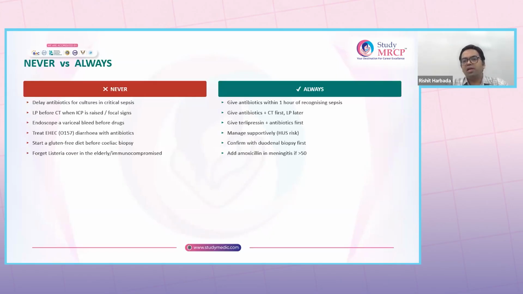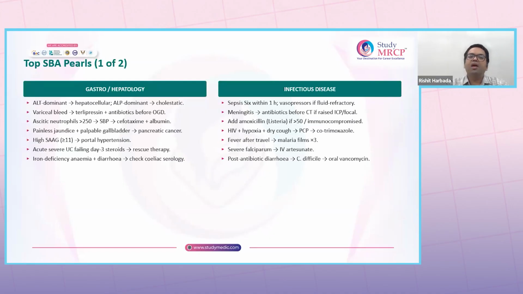For EHEC E. coli, you always treat it supportively. For celiac disease, you confirm with anti-tTG and you do a duodenal biopsy and confirm the diagnosis. And if it's an elderly patient, you treat with amoxicillin if there is suspected meningitis because of Listeria.